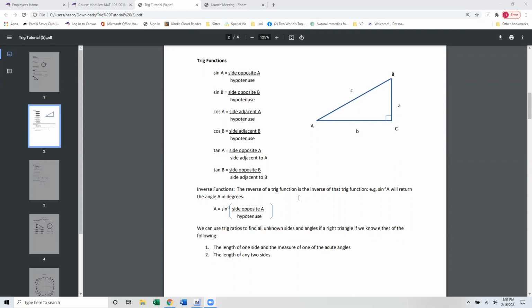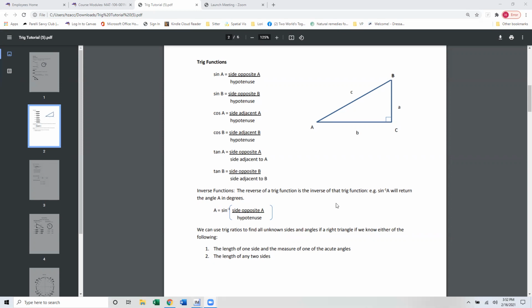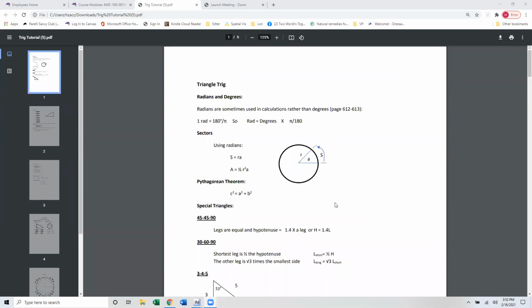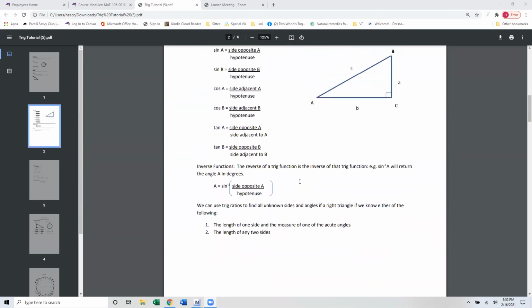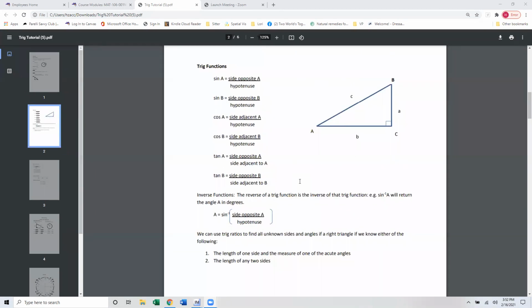I'm going to talk about the trig functions and our trig toolbox, as I like to call it. And I'm going to walk through the several pieces that are in the handout that are included in the module for the right triangle trigonometry. The second page in the handout looks like this, and this video is going to focus on what is on the second page here.